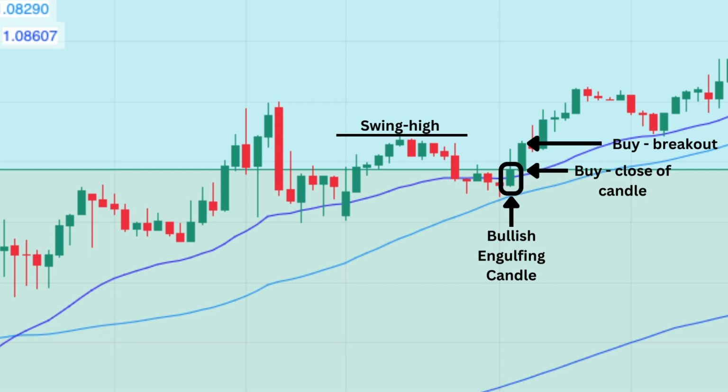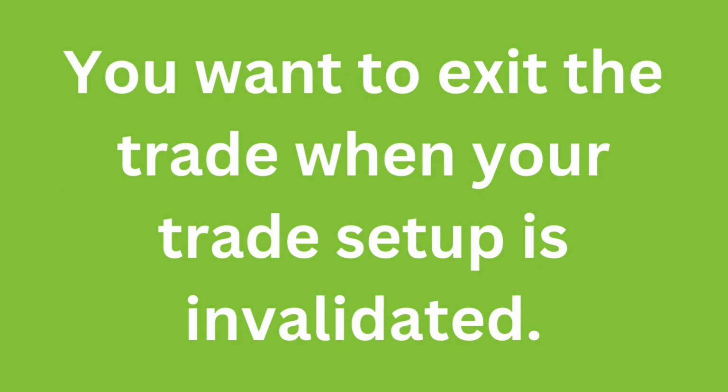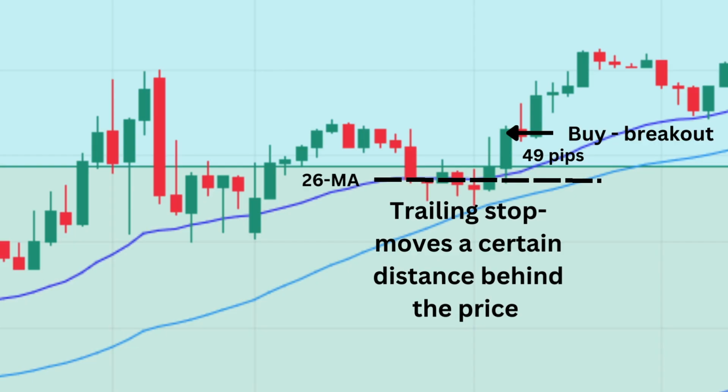Next, you need to consider your exits to protect your account and maximize your profits. So to do this, you want to exit the trade when your trading setup is invalidated. So in a strong trending market like this one, you could use a trailing stop loss set at the 26-day moving average level, which in this case would be 49 pips behind your entry. If the price moved below this moving average, it would be invalidated. Trailing stop losses follow the price at the same amount of pips behind to lock in profits.